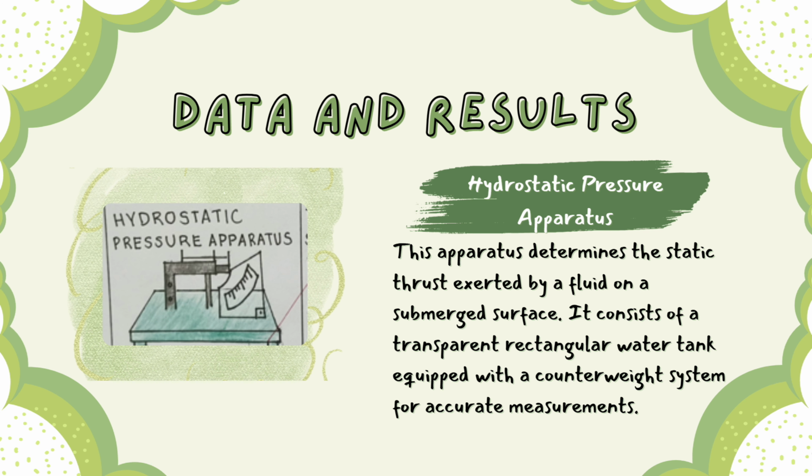Next, we have hydrostatic pressure apparatus. It is used to determine the static thrust exerted by a fluid on a submerged surface. It consists of a transparent rectangular water tank and a counterweight system for precise measurement. Through this apparatus, we can better understand how pressure acts on surfaces at various depths, which is fundamental in designing dams, tanks, and underwater structures.